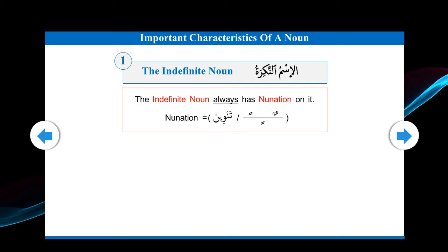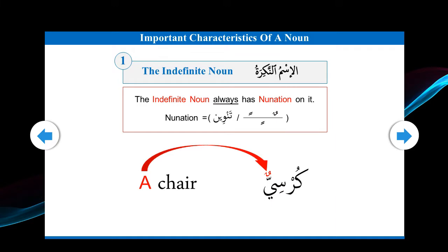We will give examples for nouns with only Dhamma tanween. A house, Baytun. A chair, Kursiyun. A pen, Qalamun. A book, Kitabun.